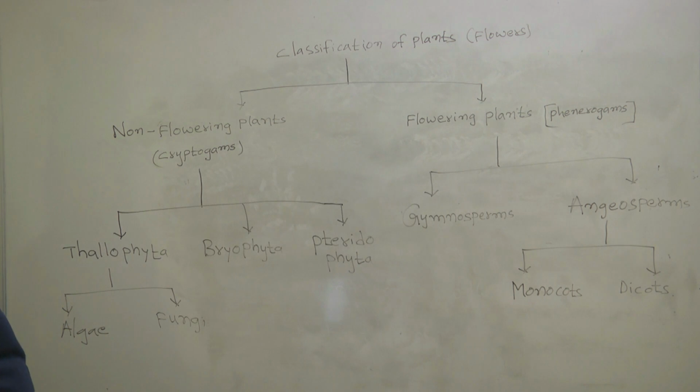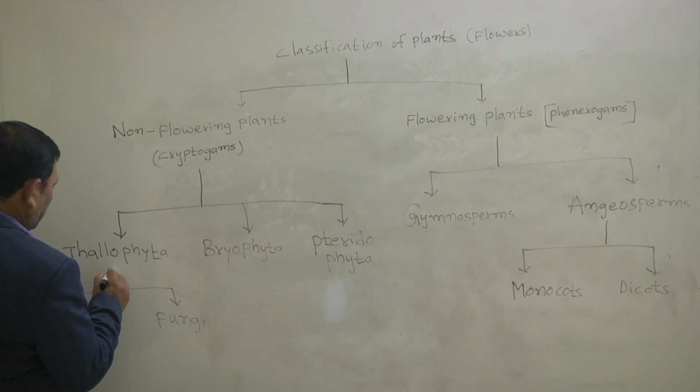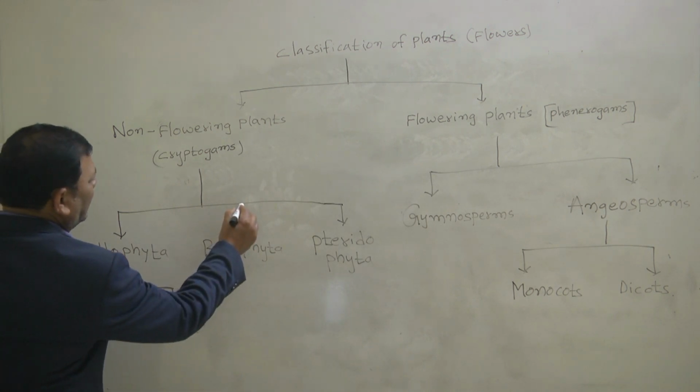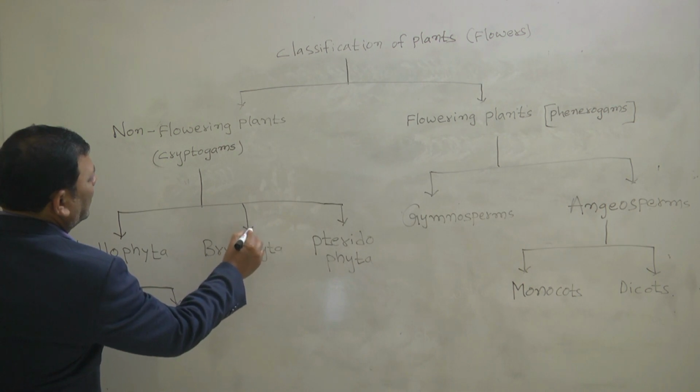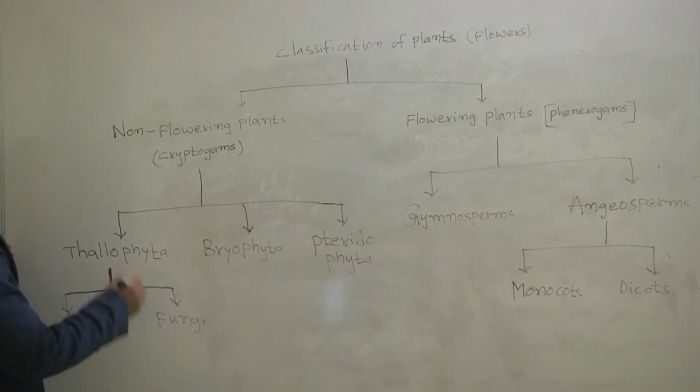One is Thallophyta. Second is Bryophyta. Third is Pteridophyta. Here you can see the Thallophyta.